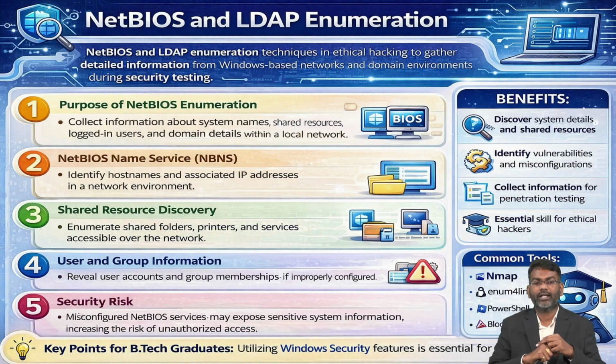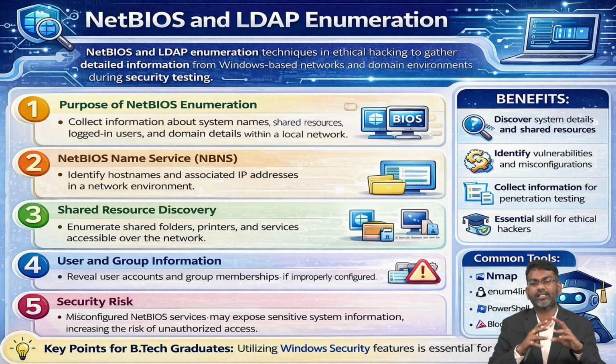Apart from that, to make this possible, we are using NetBIOS name servers. Apart from domain name servers, we will be using a NetBIOS name service within the network. It is mainly used to identify host names and their associated IP addresses. Once the IP address is known, we can automatically identify the MAC address also by using the Address Resolution Protocol, ARP.